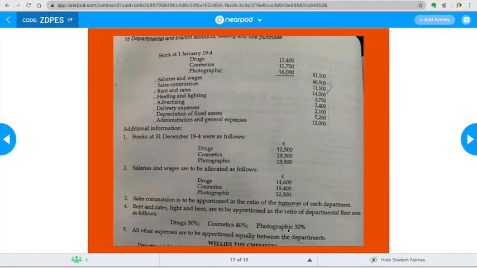Yes. Let's assume photography was not doing a great job because, I mean, everybody's having camera phones. So the photography department is going into huge losses. Now, tell me, 30 percent of 14,000, what will happen to that?